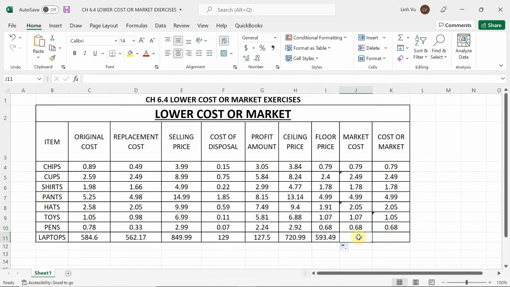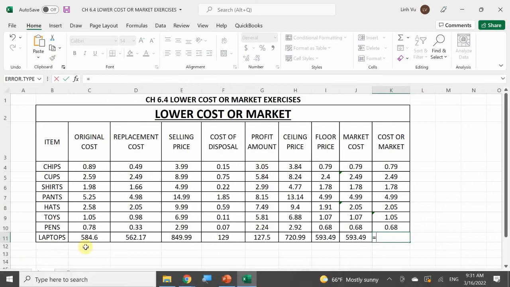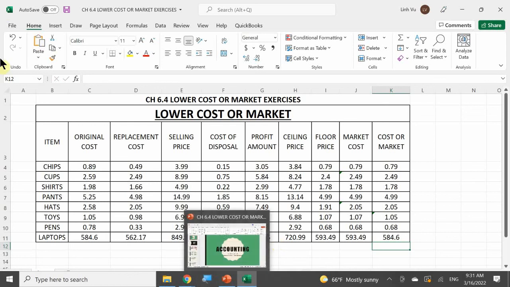Okay, and then compare which one's in the middle. So $720.99, $593.49, or $562.17? $593.49 is in the middle. So last but not least, which one is lower? The original cost at $584 or my market cost at $593? $584. Right, my original cost of $584.60. Okay. All right.